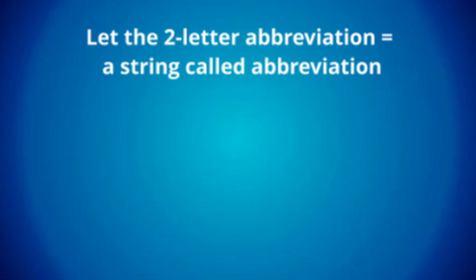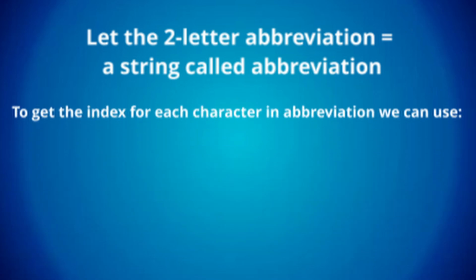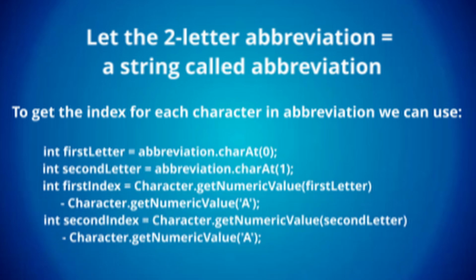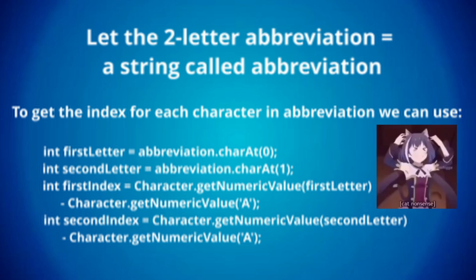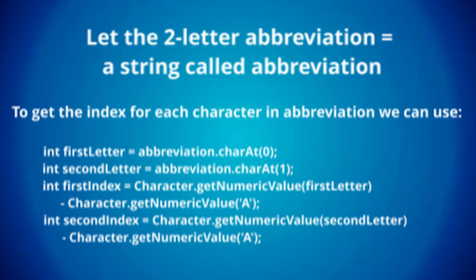So let's call the 2-letter abbreviation string that we get, abbreviation. To get the index for each character in the abbreviation, we could use this code: int firstLetter equals abbreviation.charAt(0), int secondLetter equals abbreviation.charAt(1), int firstIndex equals Character.getNumericValue(firstLetter) minus Character.getNumericValue('a'). It's basically the same thing for the second index. I'm not going to go in depth on what it really means, just know it involves the ASCII table, so look up that stuff.